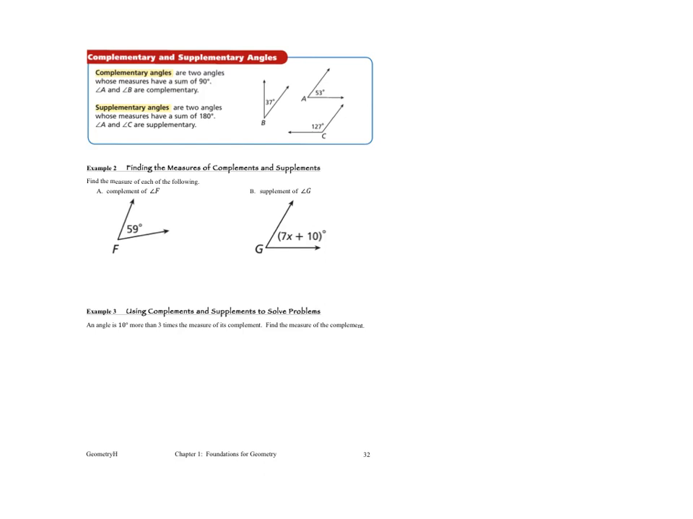Okay, our next two vocab words, we've got complementary angles. Those add up to 90. You've probably heard of these before. And supplementary angles add up to 180. Think super for supplementary. Super is the larger one, so it's 180.